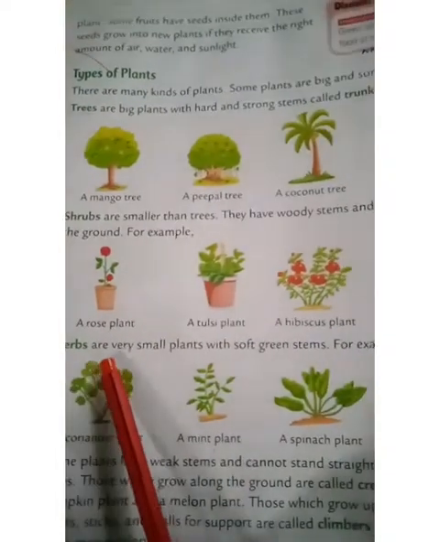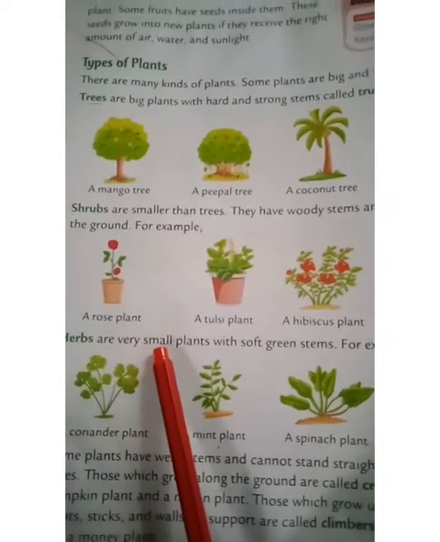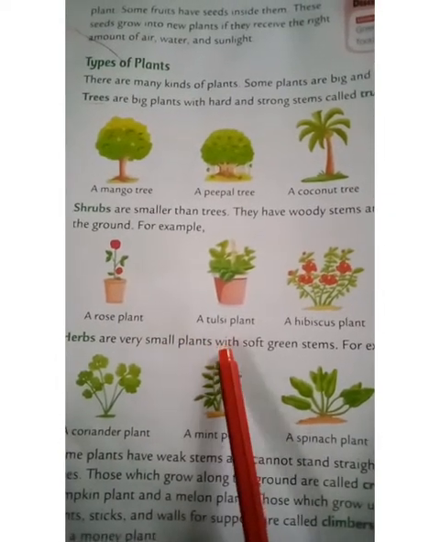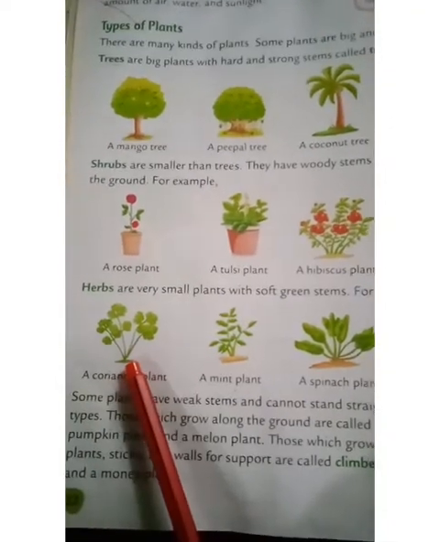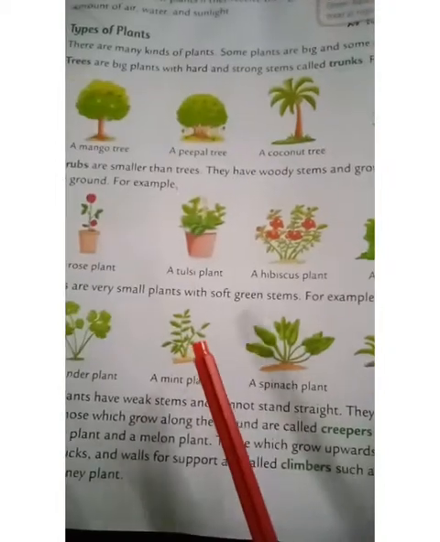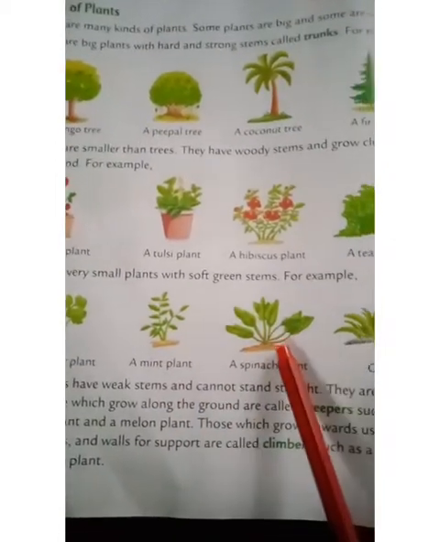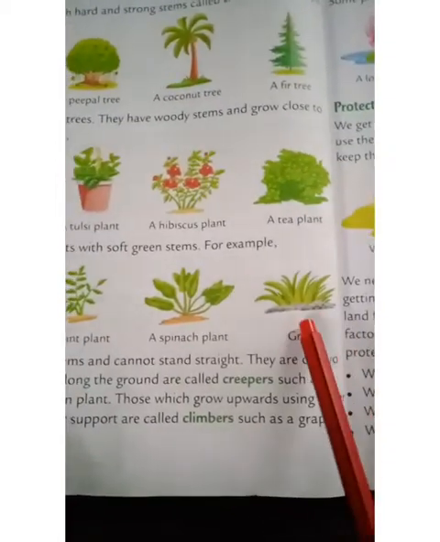The next, herbs are very small plants with soft green stems. For example, coriander plant, mint plant, spinach plant, grass.